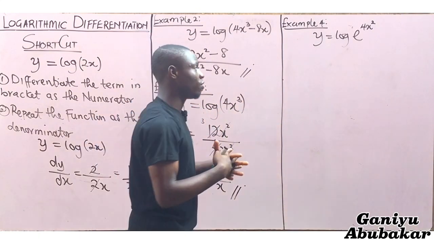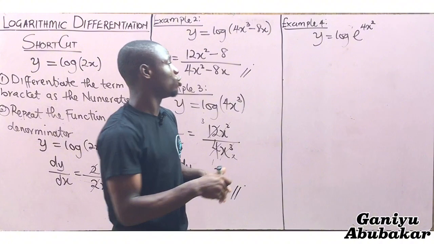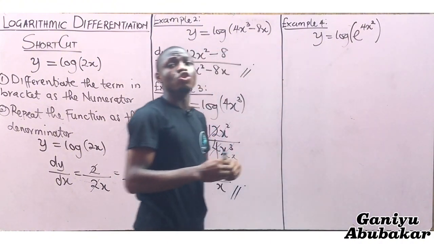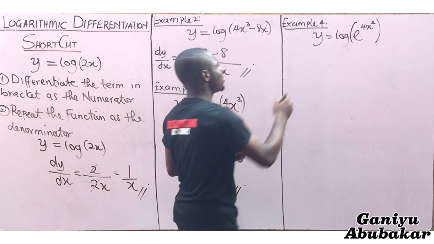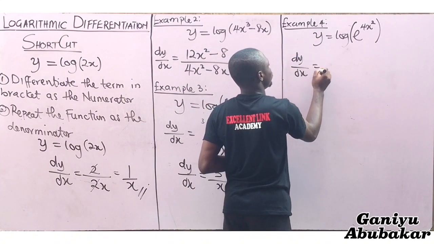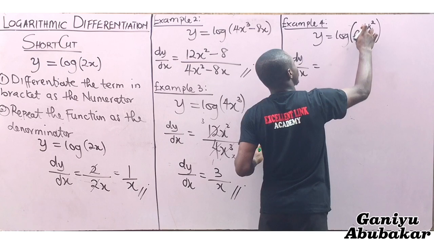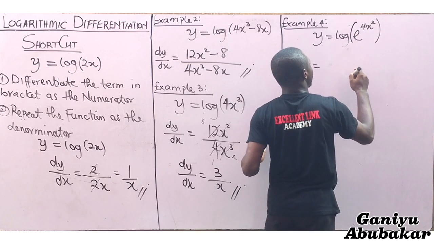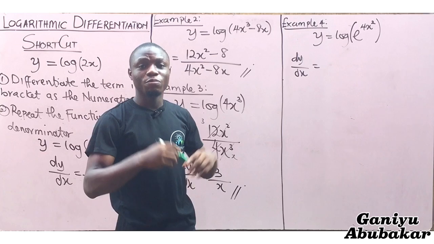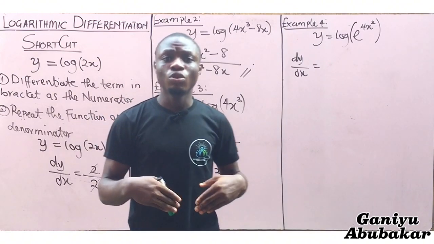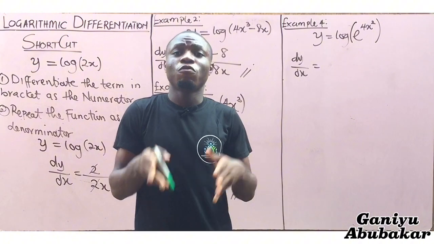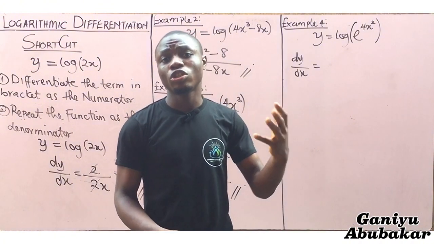So what's the first task? It says your first task is to differentiate the term in brackets as what? Numerator. So it means that dy over dx will be equal to, if I differentiate exponential 4x squared, I'll have what there? From the idea of exponential shortcuts, I'll drop the link in the description of this video on how to solve problems on exponential function of differentiation, but using shortcut.